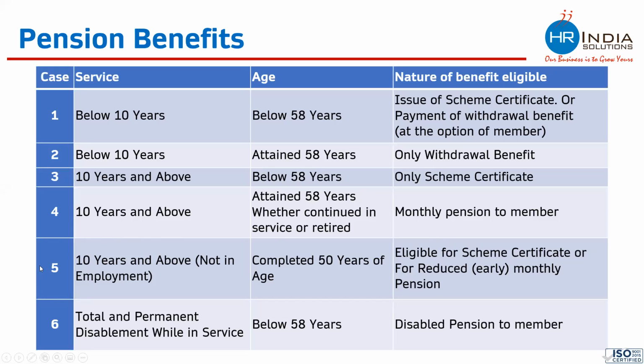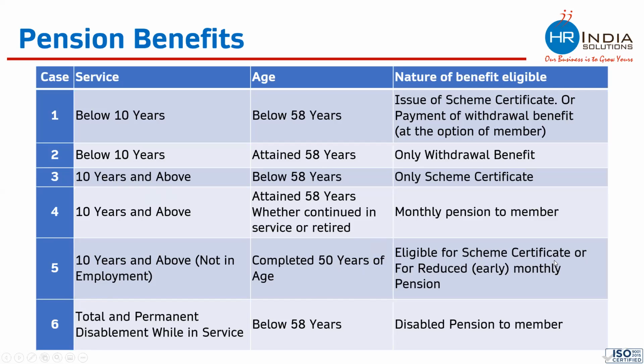Fifth case is if the service is 10 years and above, but not in employment, means he has made up his mind that he does not want to work further. He has contributed for 10 years or more, but he does not want to work further, and he has completed the age of 58 years. What benefit is available for this case?